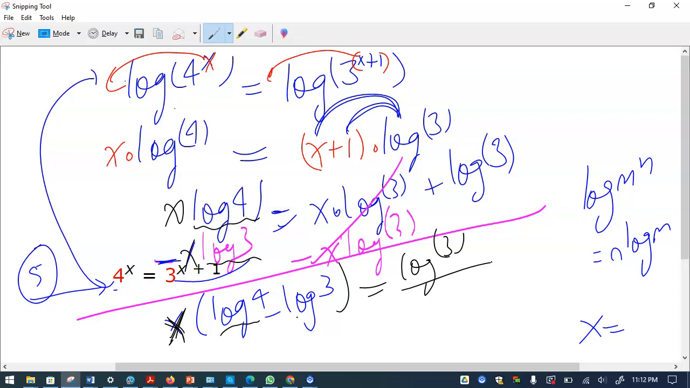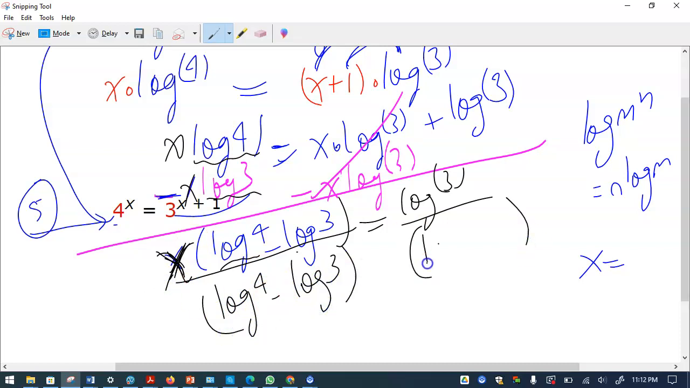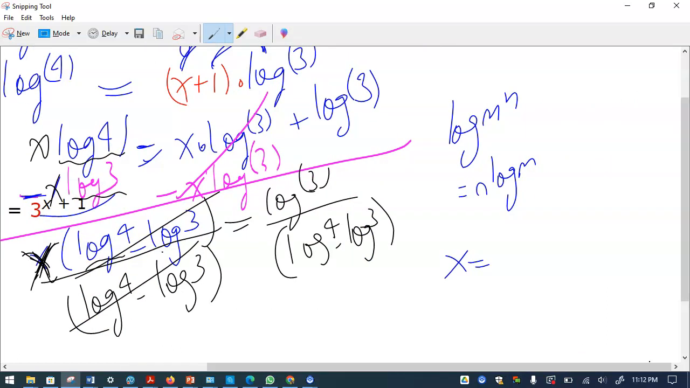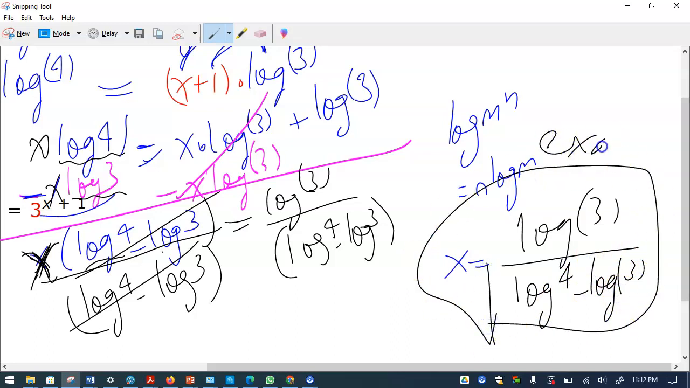So you're done. And then after that, you divide by this whole thing, because you want to solve for x. You want to keep x itself. So you divide this one and divide here also. So this crosses out, and your final answer is x equals log of 3 divided by log of 4 minus log of 3. And you're done. So this is the exact value. But if you want to put it on the calculator, you can easily figure it out.